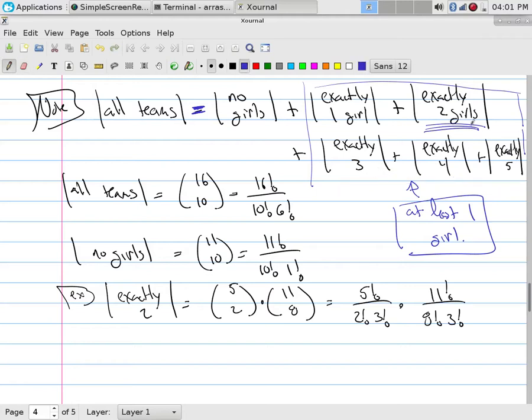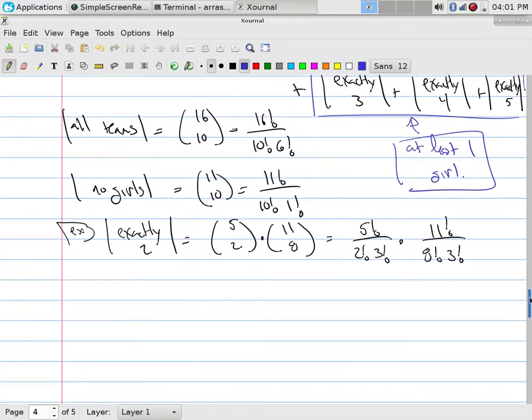So this equation here, knowing that all teams equals no girls, or exactly 1, or exactly 2, or exactly 3, exactly 4, exactly 5. I stop at 5 because that's how many girls I have total. On the other hand, if I had more girls, we'd have to keep going. Understanding that helps us solve a lot of problems.